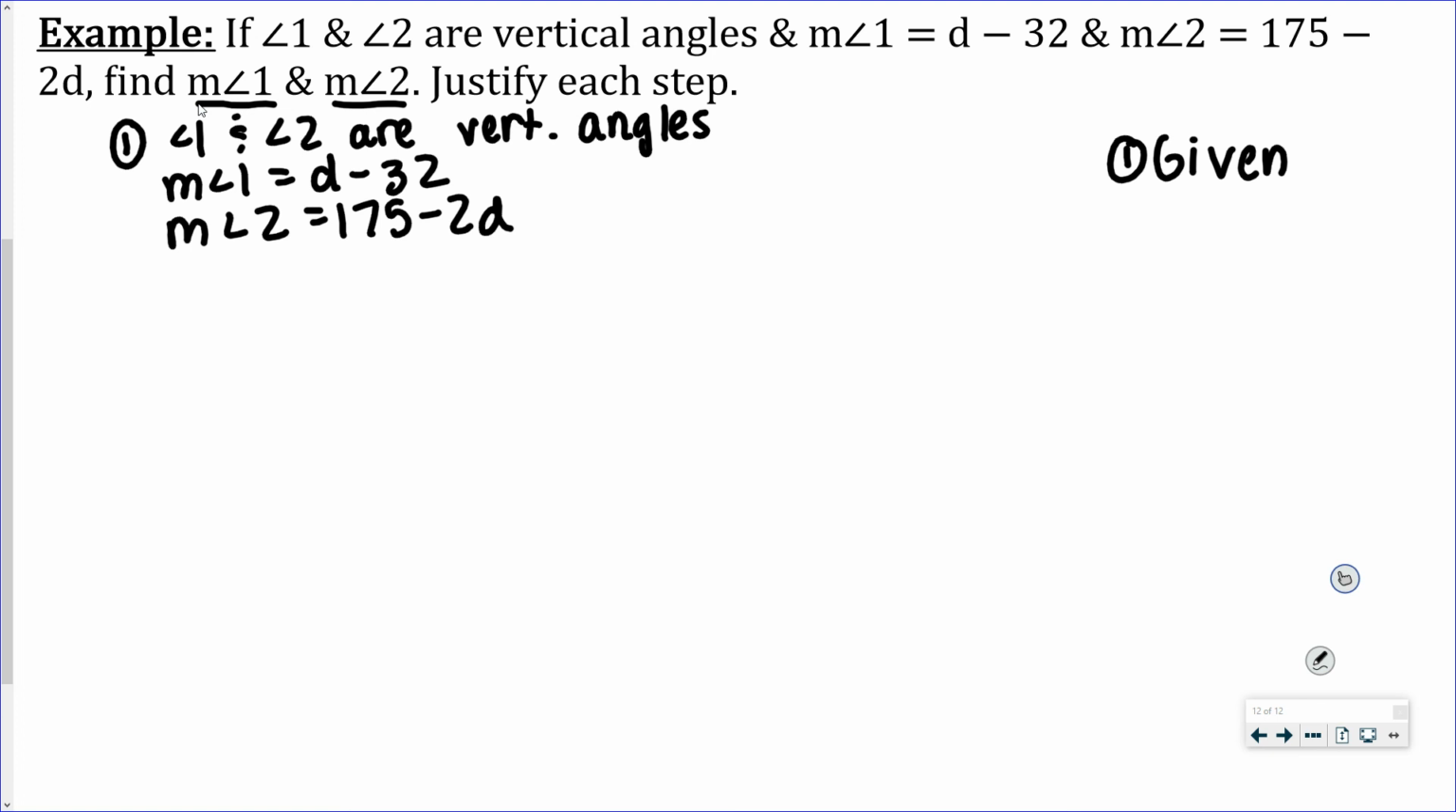Now, since angle 1 and angle 2 are vertical angles, since that's given to us, what can we say about angle 1 and angle 2? They're congruent, and that's what our second step is going to be. Angle 1 is congruent to angle 2 by the vertical angle theorem.